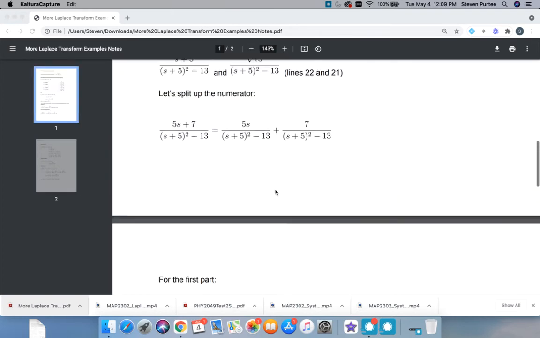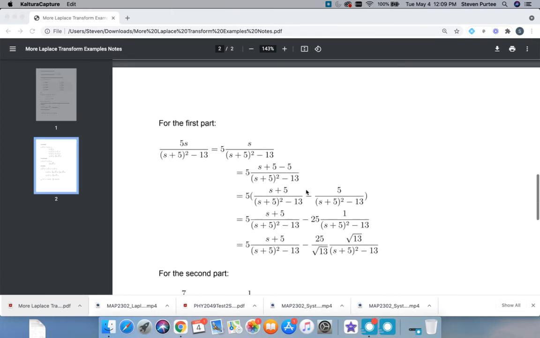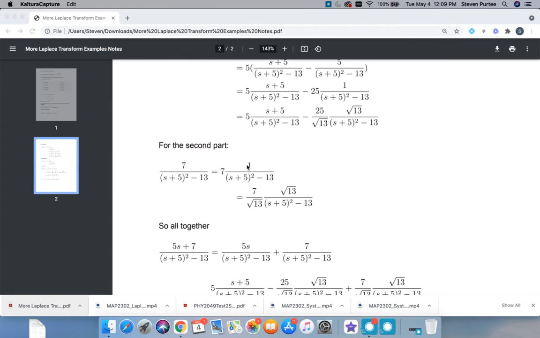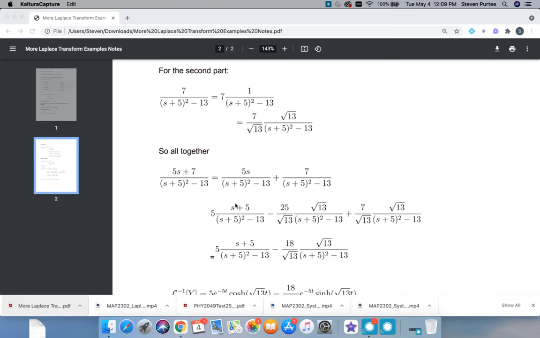Okay, now let's deal with the second part. Remember we had 2 parts. This one's a little easier. I just need that root 13 on top, so I put it in and take it out. Okay, so here's everything put together. This right here gave me these 2 different pieces. This one we just did, it's right there. These 2 here happen to be like terms, so I can combine them together.